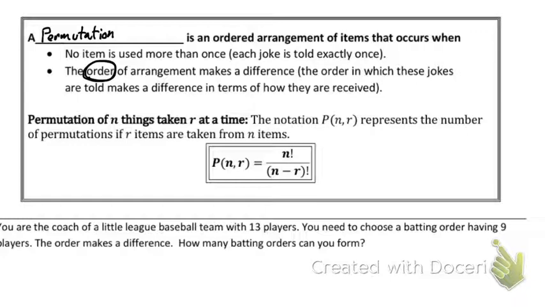Order matters. When you have a permutation of n things, I got 4 jokes, taken r at a time. I'm going to tell 4 of them. I'm going to tell 2 of them. So this r is how many of the jokes I'm going to tell. The notation is permutation n pick r. Permutation is n pick r, represents the number of permutations of r taken from n items.